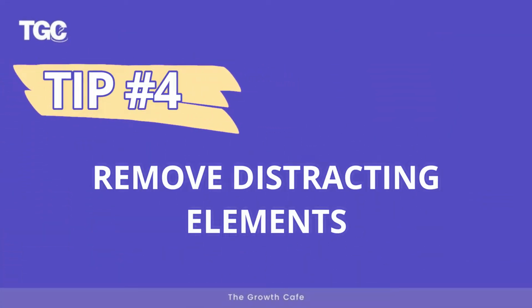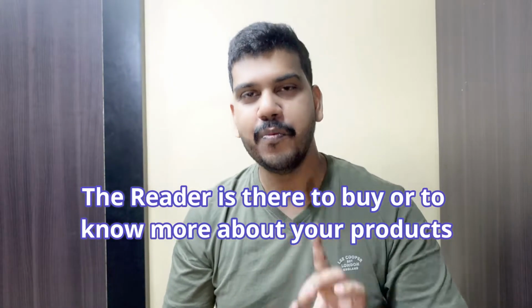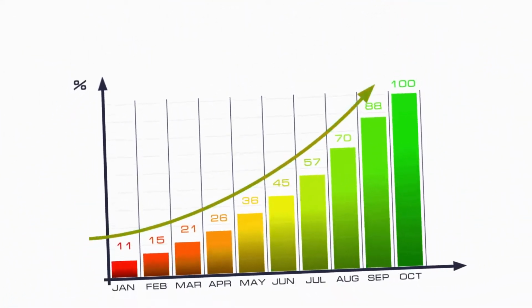The fourth tip I would share here is to remove distracting elements from your landing page or sales funnel. What I mean by distracting elements is, let's say you have certain animations where things come from here and there. The reader is not there to see how cool your page is or how cool your page feels. The reader is there to buy your product, or to know more about your product, to make a decision whether he or she should buy it or not. Taking out all the distracting elements, distracting graphics or unnecessary information would help your conversion rate. So remove distracting elements from your sales funnel.